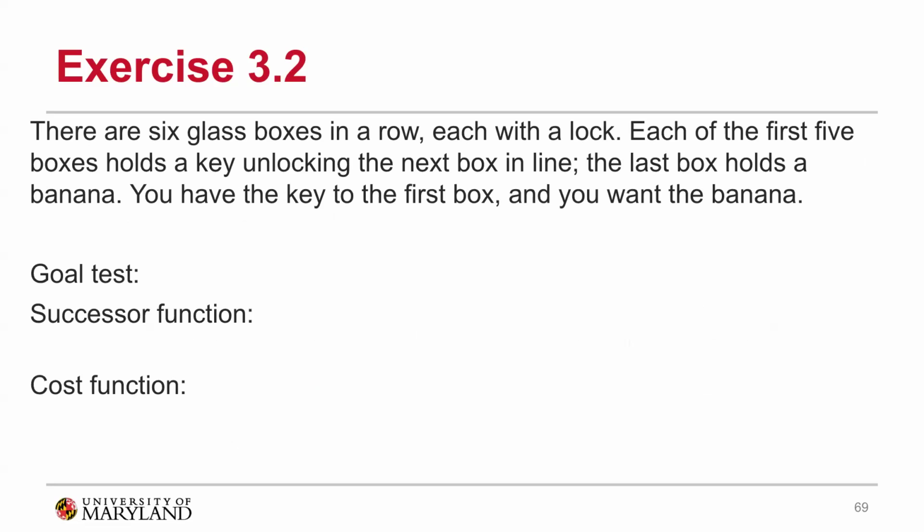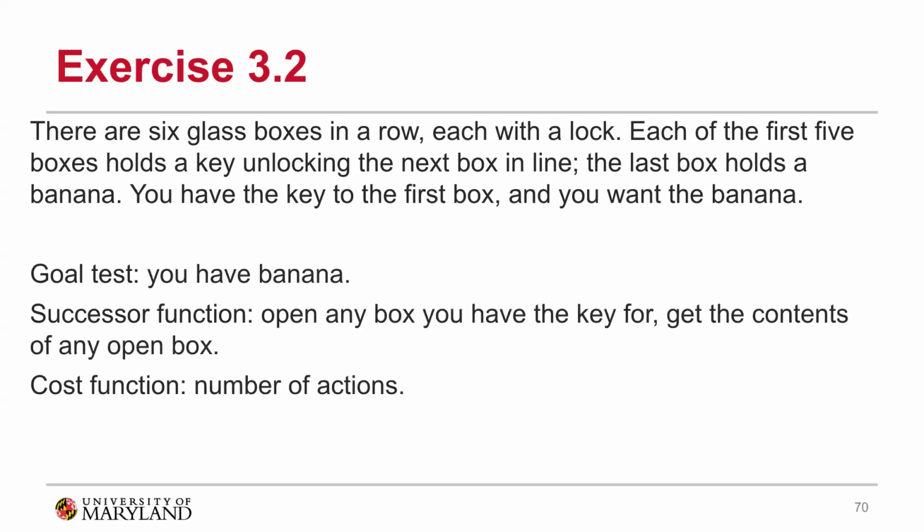To have a banana, right? Yeah, that's right. So the goal state is that you want to obtain a banana, and the successor function is that you open any box you have a key for and get the content next for opening the box. And the cost function would be the number of actions.